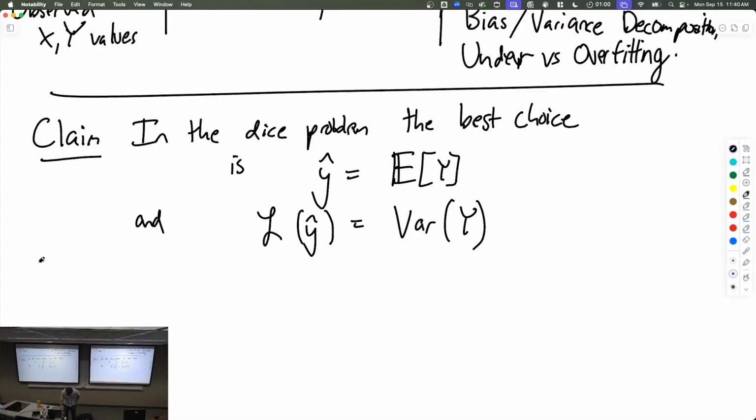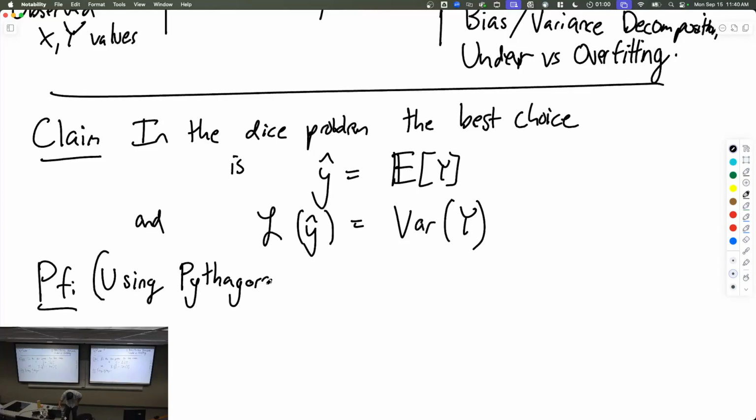Okay, and here's the proof. Last time we did the proof by writing out all the possibilities. And this time we're going to do the sneaky way, using a trick. And the trick is called the Pythagorean theorem for random variables. Using Pythagoras for RVs. RVs are random variables. And that trick is going to let us do it. So we're going to write out the loss function.